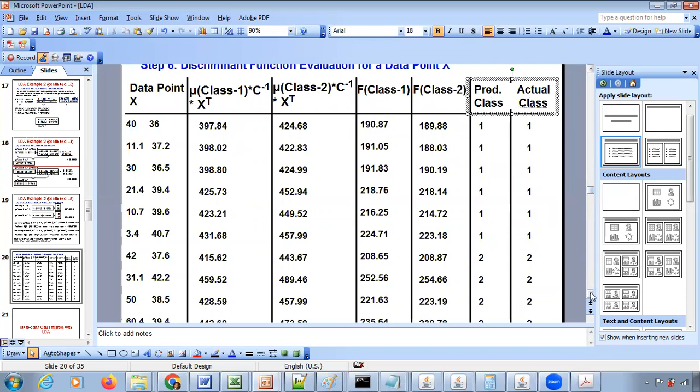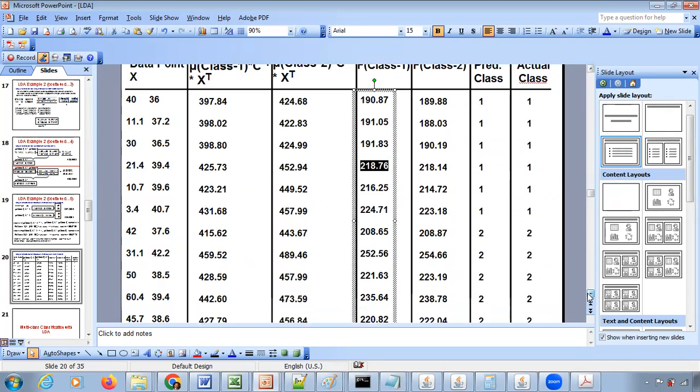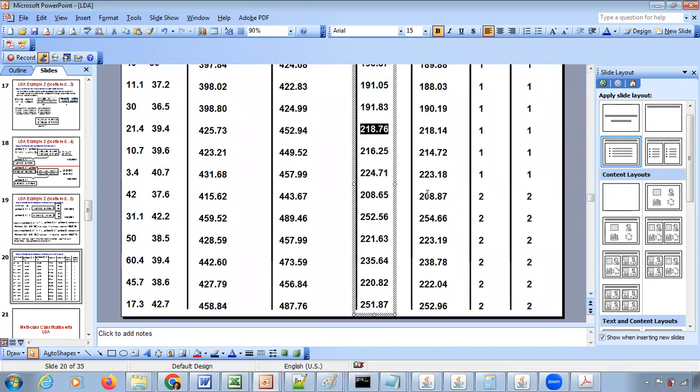So there's no discrepancy. And if you notice the F values, this is the one that we just did. This is larger, so class 1. Again 191, 188, class 1. Say here it is 218.76 and 218.14. So here is where you have to be very careful with the calculations. A small difference could make a wrong prediction. So we'll still go with the math. This is the largest value, and that's class 1. And then for class 2, you see this 208, 254.66. Again, the numbers are reasonably close.